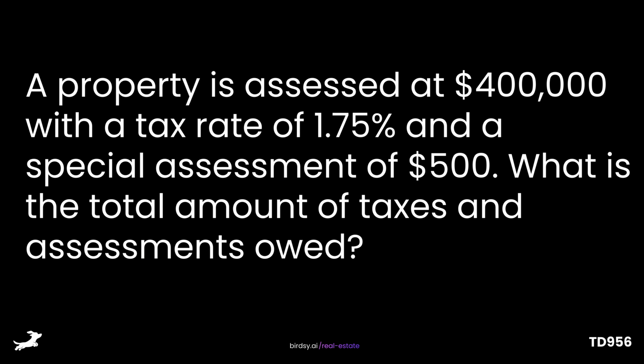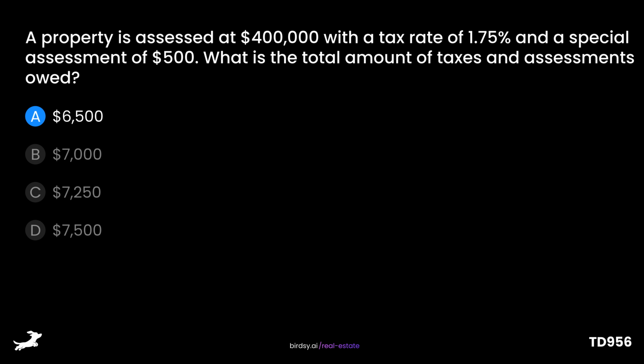A property is assessed at $400,000 with a tax rate of 1.75% and a special assessment of $500. What is the total amount of taxes and assessments owed? Is it A, $6,500, B, $7,000, C, $7,250, or D, $7,500? The answer is D.